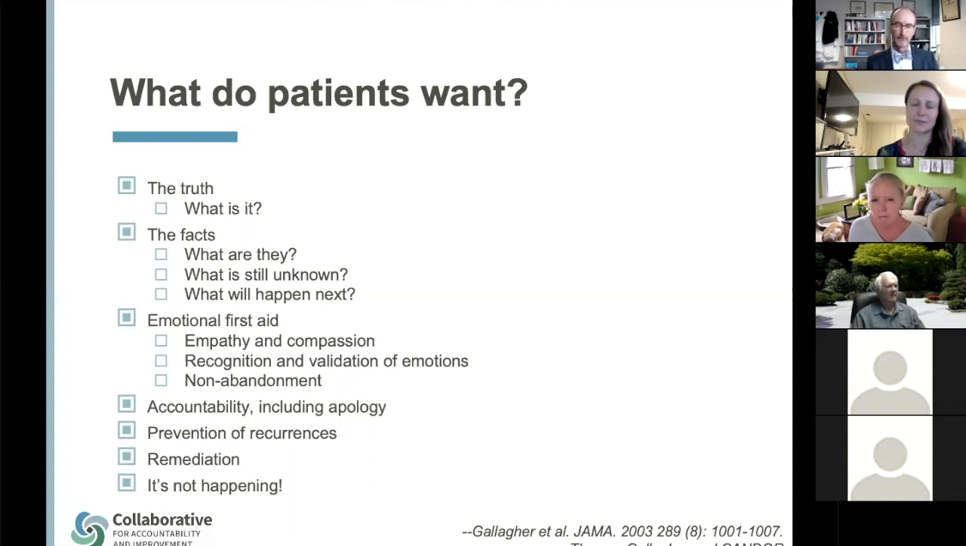Accountability needs to occur. The health system and individuals need to accept responsibility for what happened, quite often including apologies when appropriate. Many patients really do want to know what's going to be done to prevent this from happening again. What have the individuals in the organization learned, and how are they going to prevent it from happening to somebody else? And remediation can be a variety of things, ranging from financial compensation for time lost from work or for medical bills, to other things as well that can help to remediate the harm that has happened. Next slide.